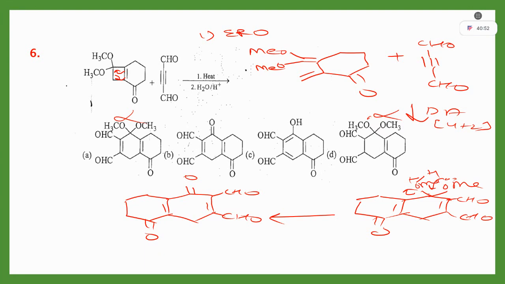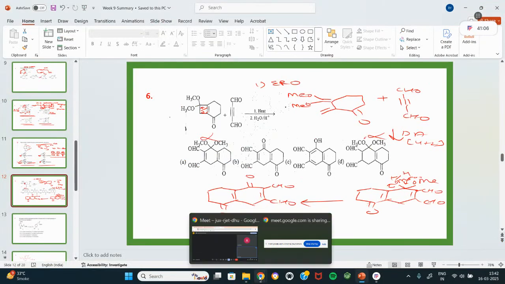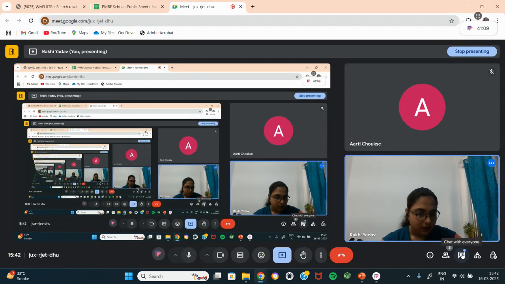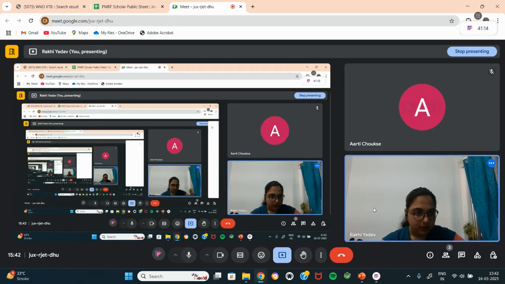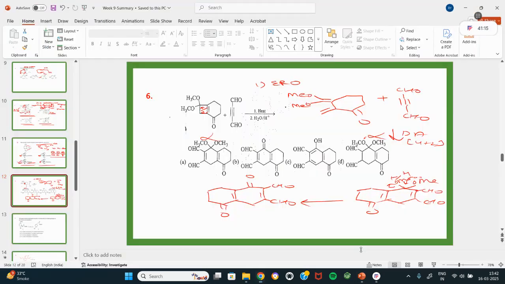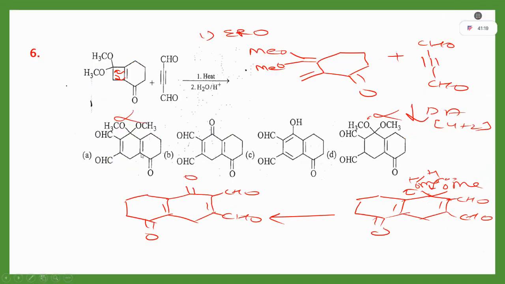Can it undergo tautomerism? Option number B. Yes. Option number B here is more appropriate because tautomerism is your 1,3 hydrogen migration. Okay. So here option number B is correct.